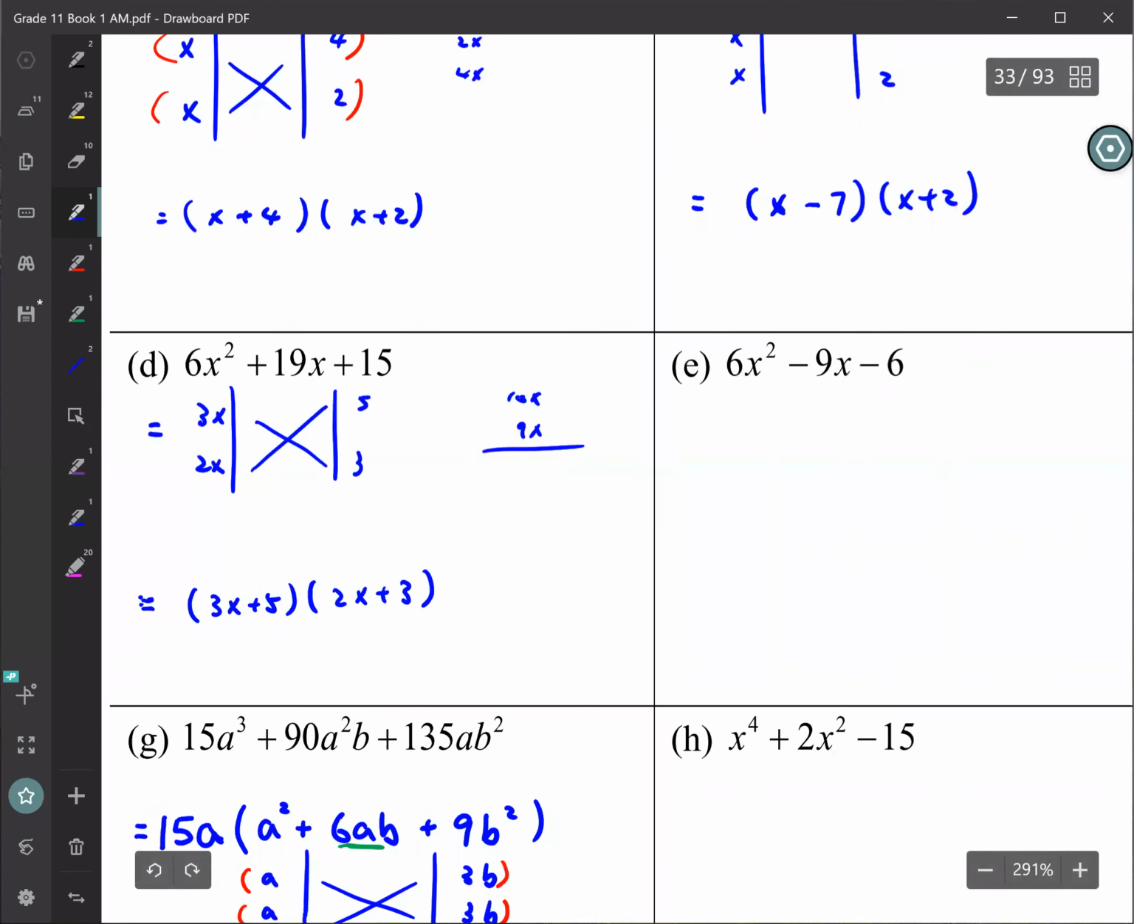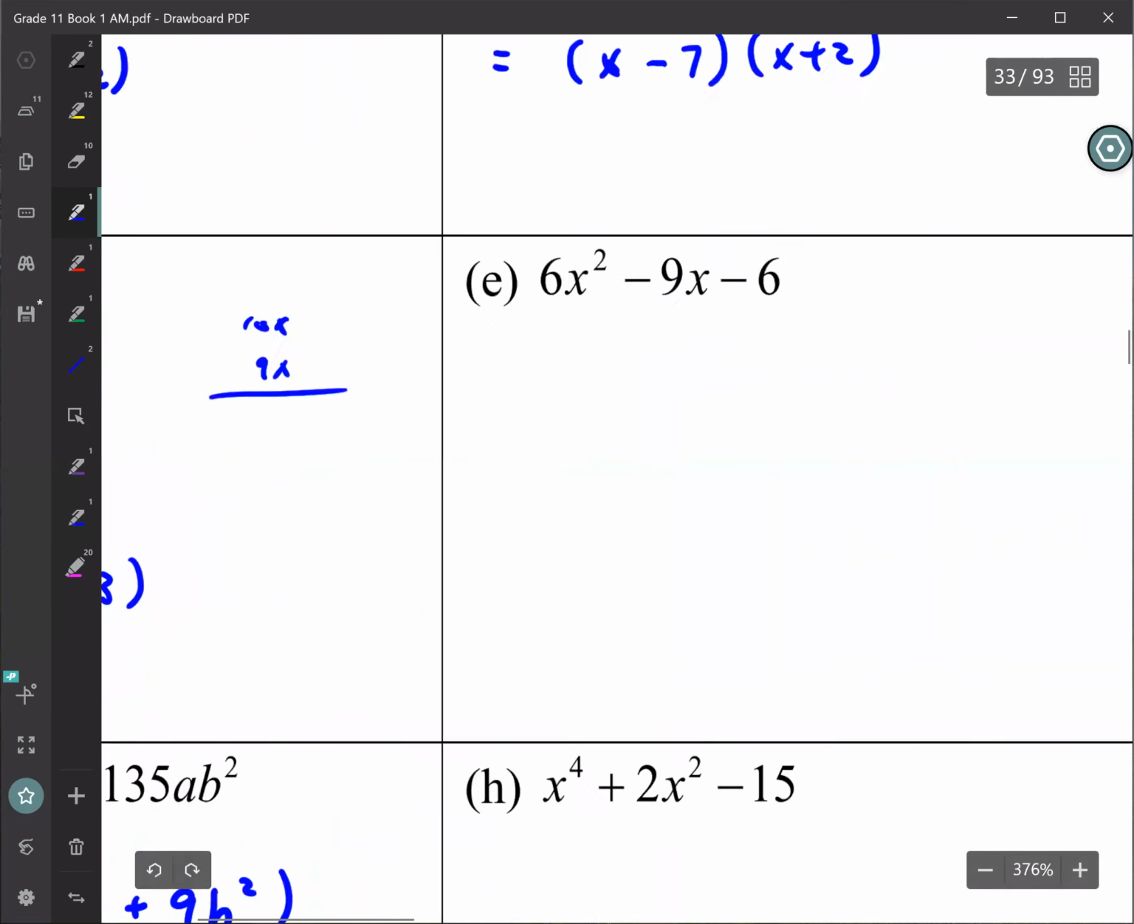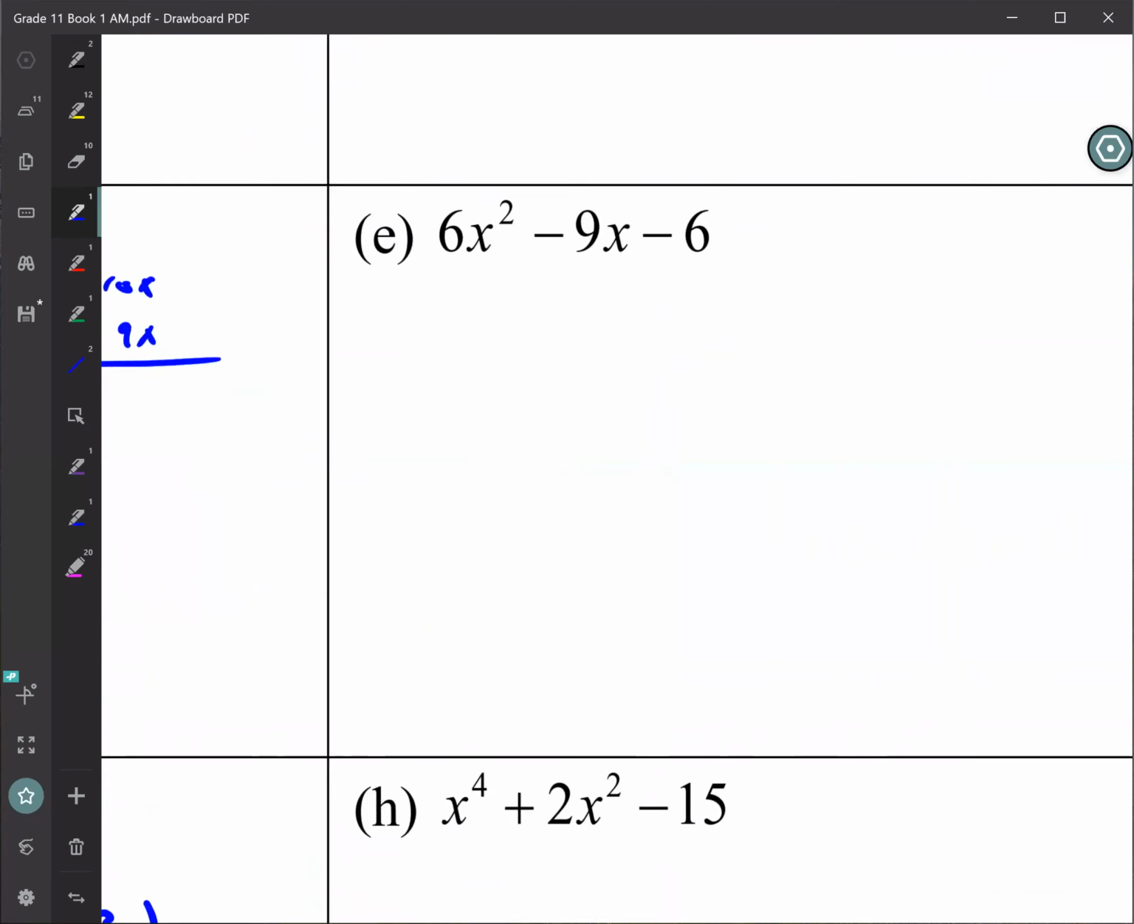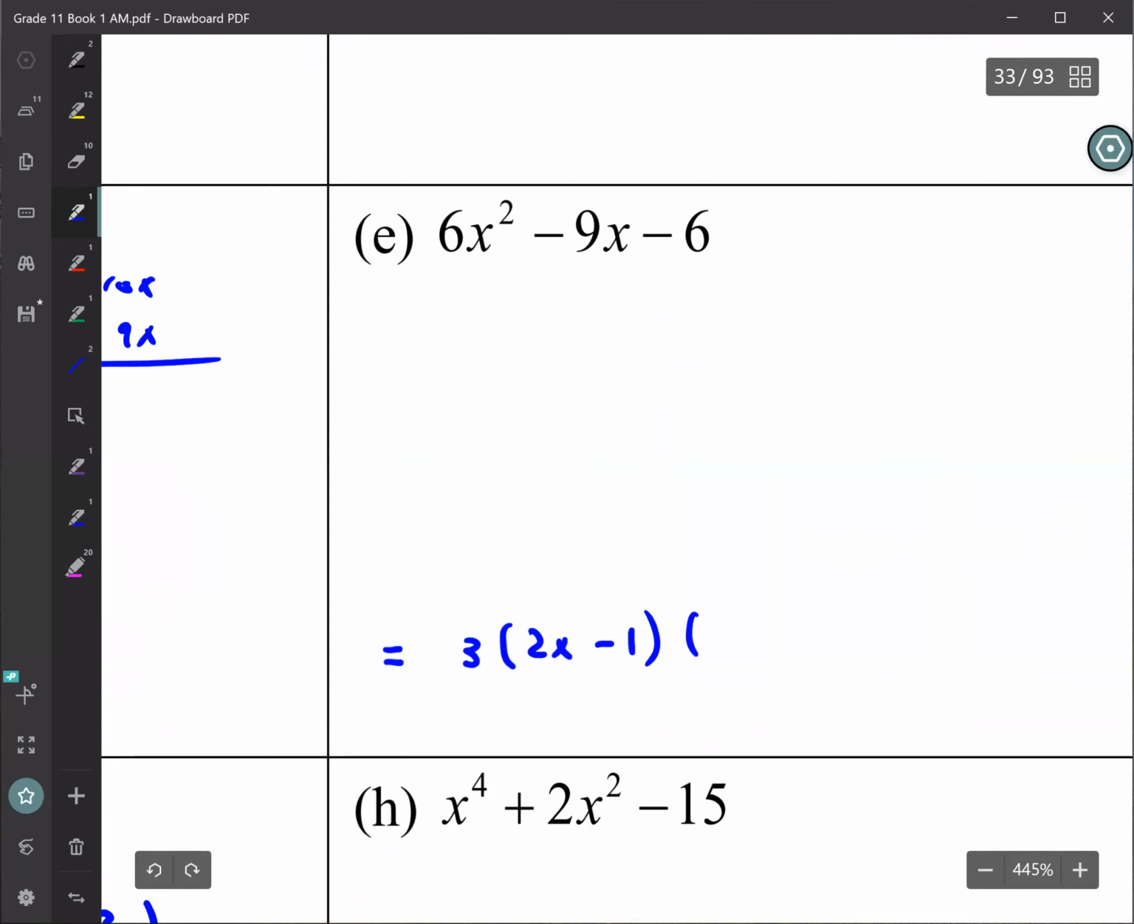Okay, question E. Question E, Colin. 3 bracket 2x plus 1, x minus 2? 2x minus 1 and 3x plus 2? Yeah, 2x plus 1 and x minus 2. Oh, okay. 2x plus 1, 3x minus 2. Okay.